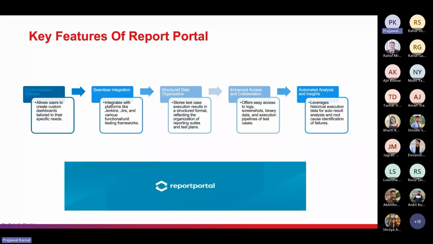So if your team is using Jenkins for building and testing software, right, you can set it up so that every time a test run is completed, the results are automatically sent to the Report Portal. This integration means you don't have to manually upload test results, saving time and reducing errors, right?